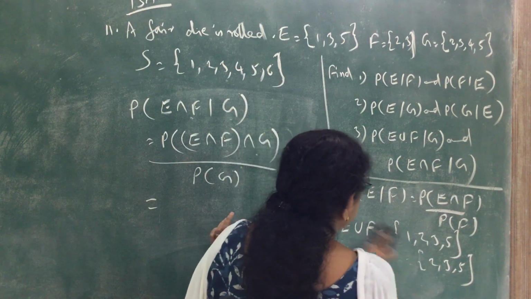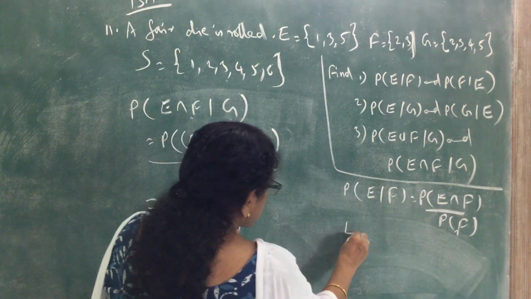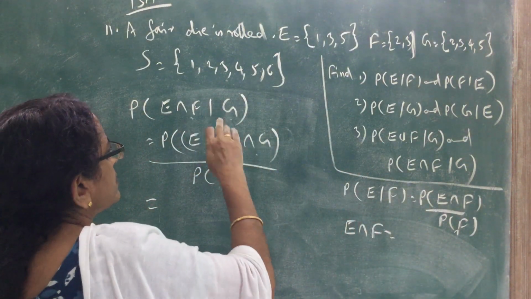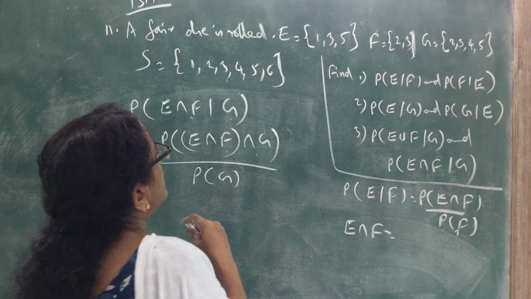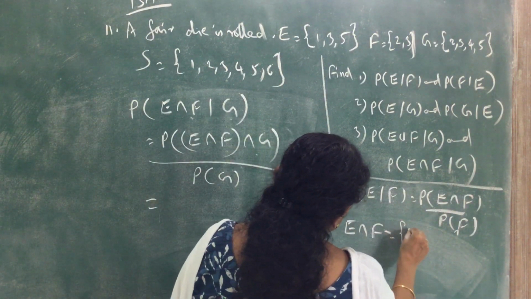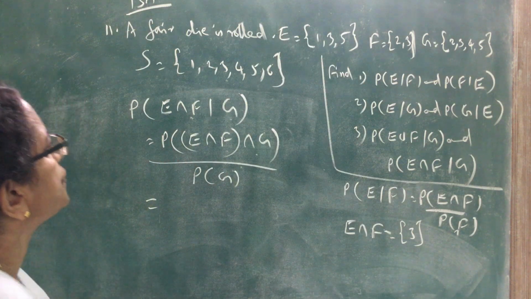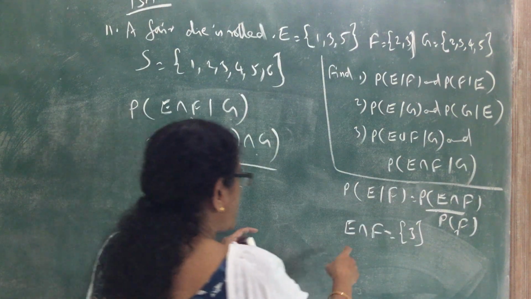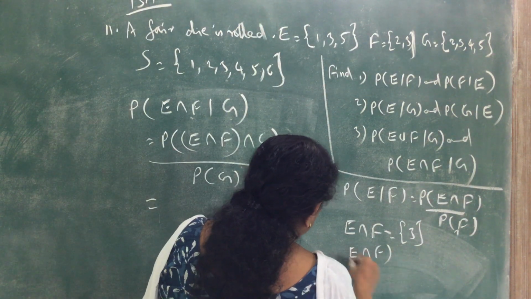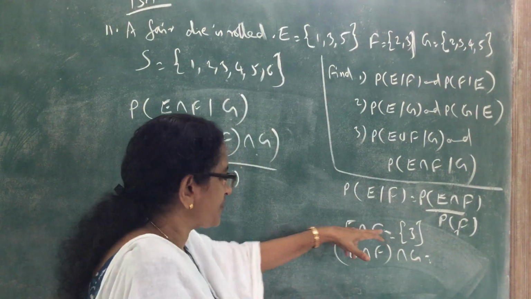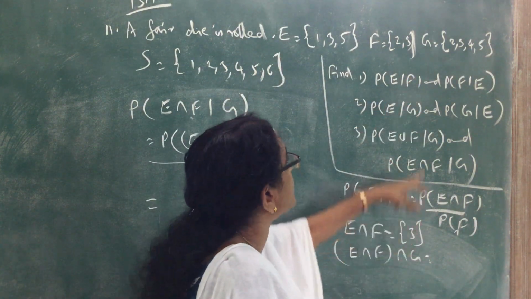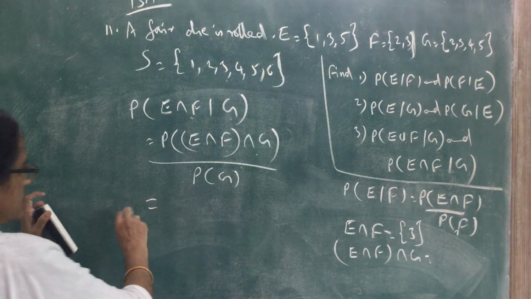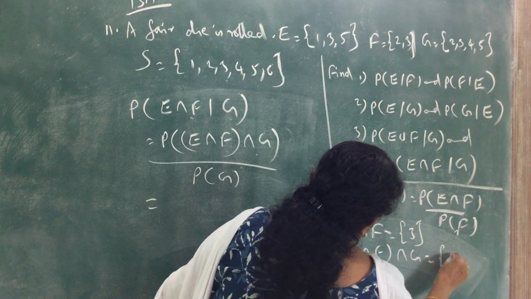First find E ∩ F. What are the common elements of E and F? Of 1, 3, 5 and 2, 3, only 3 is the common element. Then we can find the common element of E ∩ F and G. 3 is common, so 3 is the common element of E ∩ F and G. So this is equal to {3}.